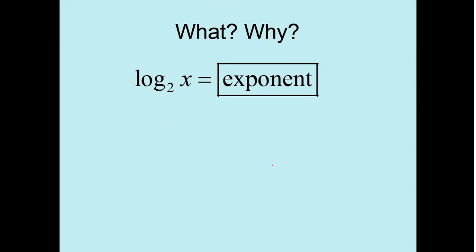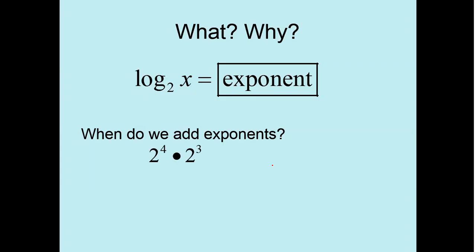Now, you're probably saying, huh? How can we do that? Well, if I have log base 2 of x equals the exponent. So then, guys, when did we add exponents? Well, when we had the same base, right? So this would become 2 to the 7th here, right? Well, same idea. If I'm adding like things, I can make them so they're separated into log 4 plus log 3.